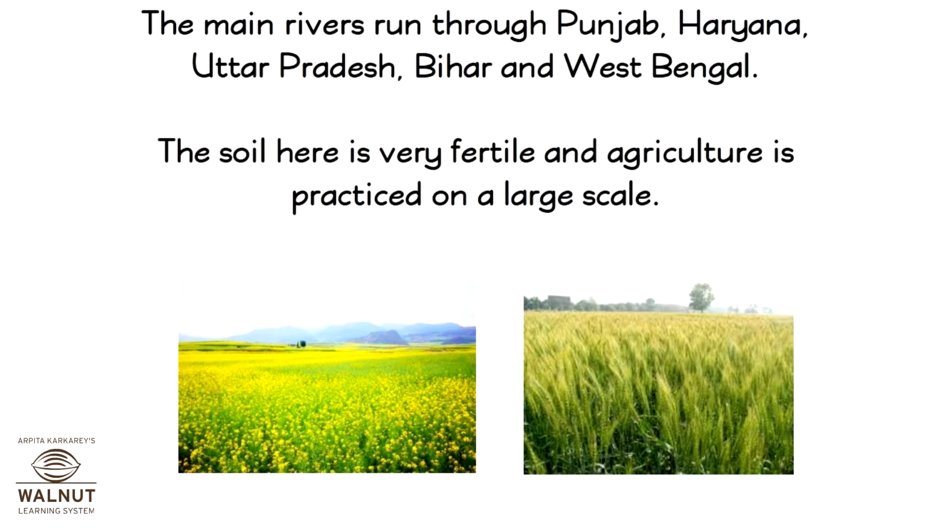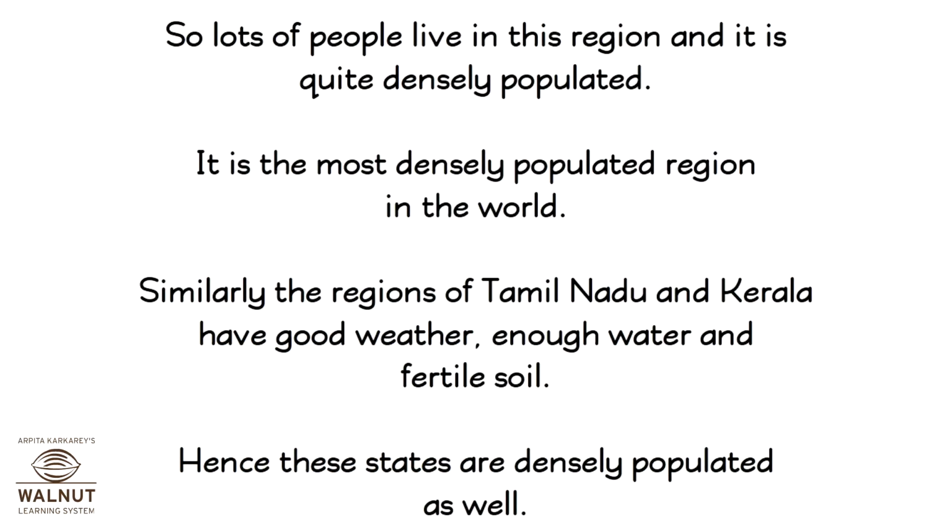The main rivers run through Punjab, Haryana, Uttar Pradesh, Bihar and West Bengal. The soil here is very fertile and agriculture is practiced on a large scale. So, lots of people live in this region and it is quite densely populated. It is the most densely populated region in the world. Similarly, the regions of Tamil Nadu and Kerala have good weather, enough water and fertile soil. Hence, these states are densely populated as well.